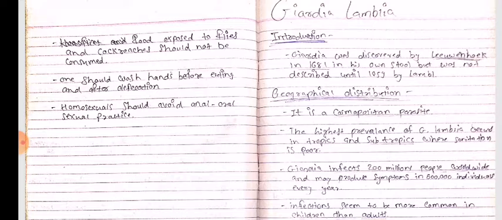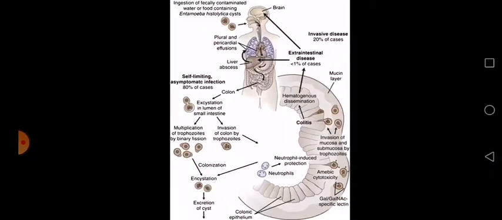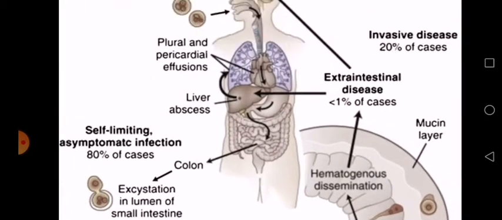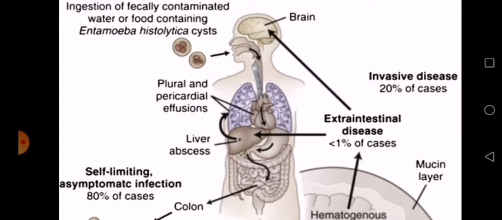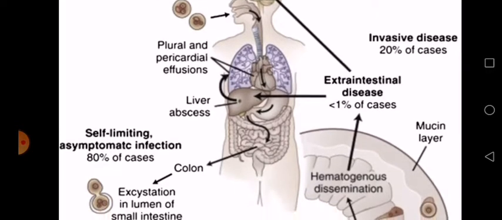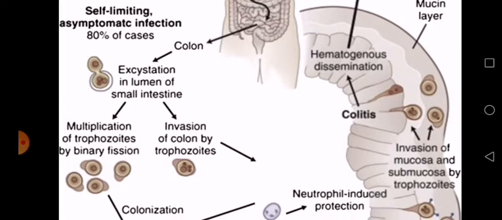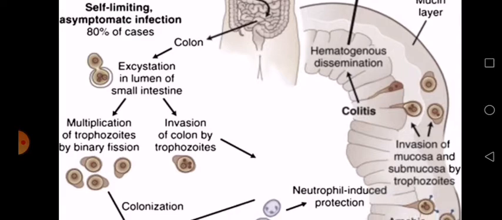Okay, so now we'll look into the diagrams and a quick revision of the life cycle again. So this is the cyst, precyst and trophozoites of the Entamoeba histolytica. Now we see the life cycle. Ingestion of fecally contaminated water or food containing Entamoeba histolytica cysts. Then it goes through the stomach into the colon. Excystation in the lumen of the small intestine, with multiplication of trophozoites by binary fission and invasion of the colon by trophozoites.